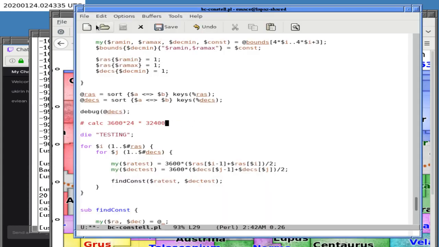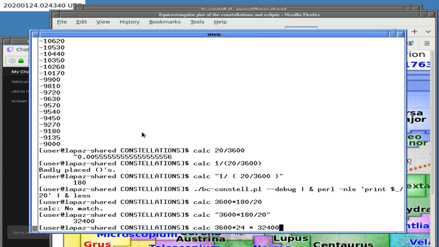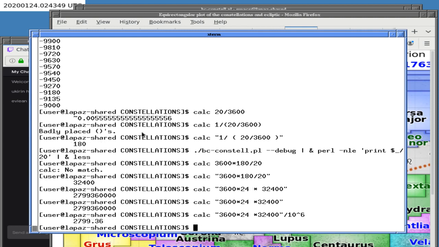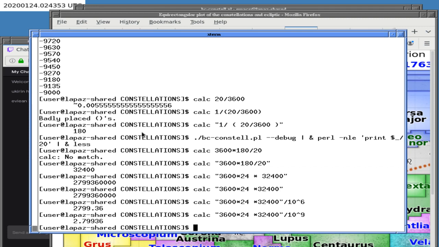Okay. And so our file size, oh, much, much bigger than I thought. That's going to be 2.8 terabytes. That somehow doesn't seem right, though. Yeah, let's see. Okay, so they're all multiples of 20.